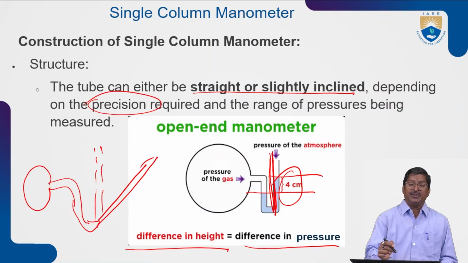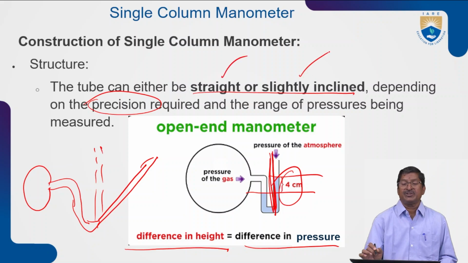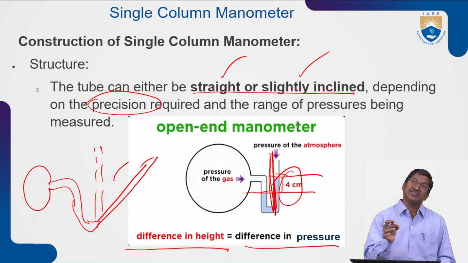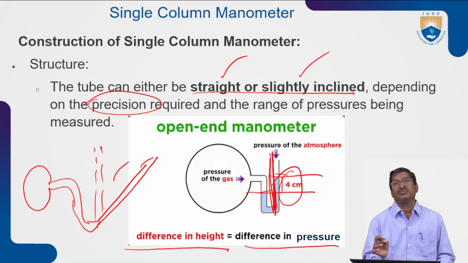A single column manometer is not only straight, sometimes it can also be slightly inclined like this figure, depending upon the precision required. The difference in height, that means the difference of the manometer fluid levels, is nothing but the pressure difference. What is the pressure difference? It is the difference between the pressure of the fluid inside the pipe and atmospheric pressure.